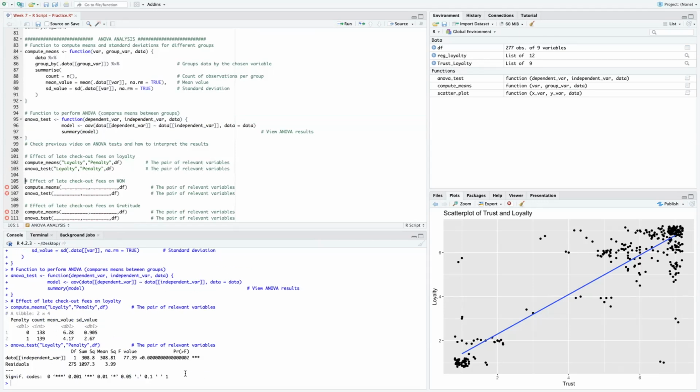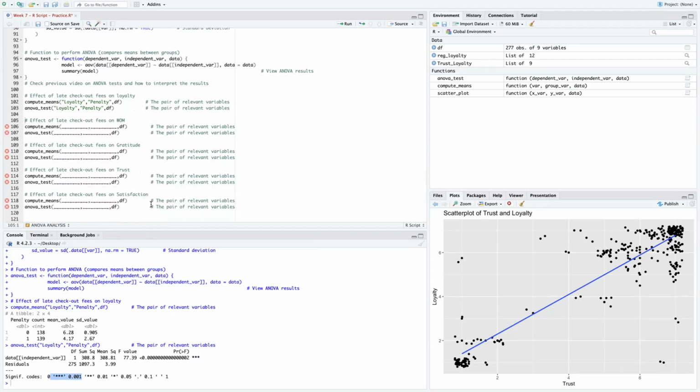Good. So the result tells us that, yes, the difference between the 2 penalty groups, 0 and 1, is significant, at 0.001. And please, again, it's very important to understand the results in the marketing context. All right, and I think you are more capable of replicating the analysis for the other relationships in the research model.